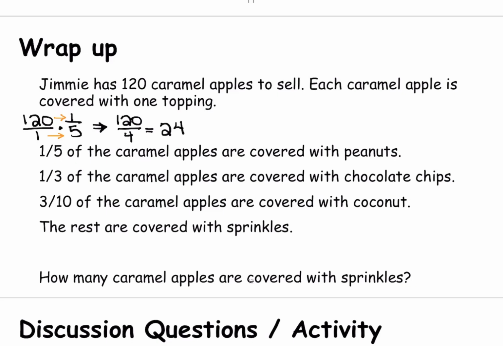We can do that problem again to solve for chocolate chips. So how do we do that one? 120 over 1 times 1/3. We know that multiplication of fractions goes straight across, so that gives us a value of 120 over 3, which simplifies down to 40 caramel apples covered with chocolate chips.